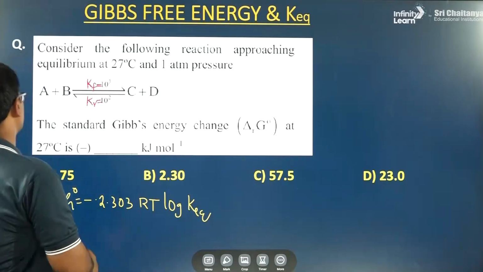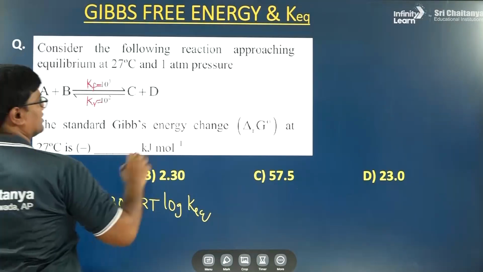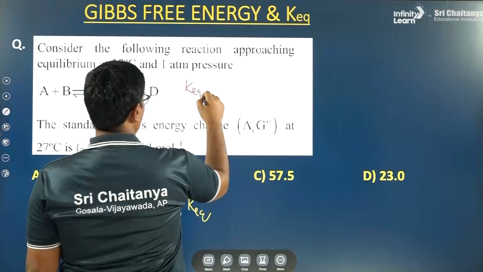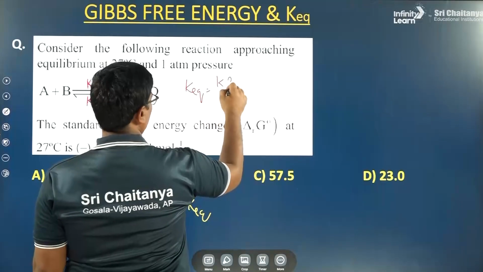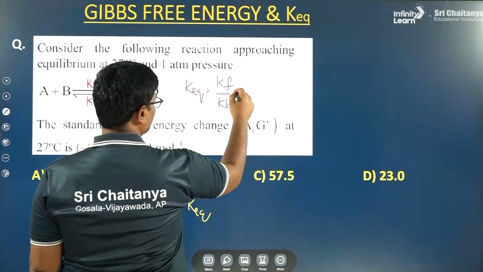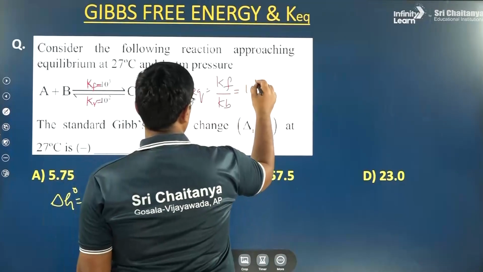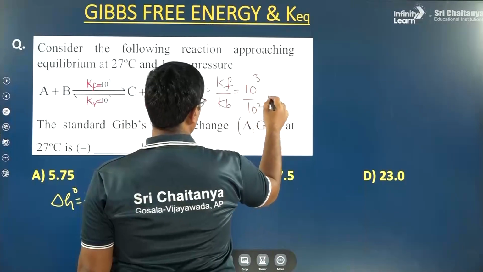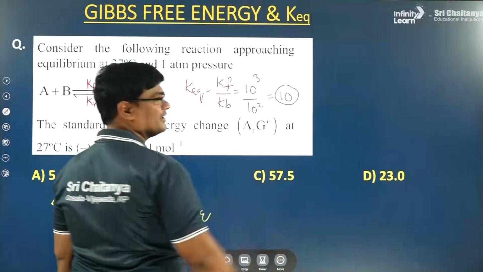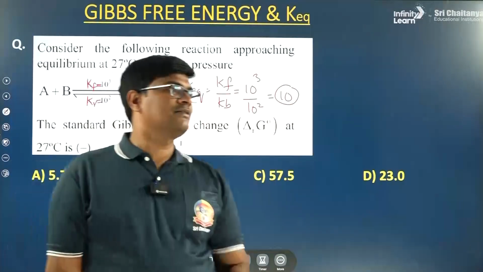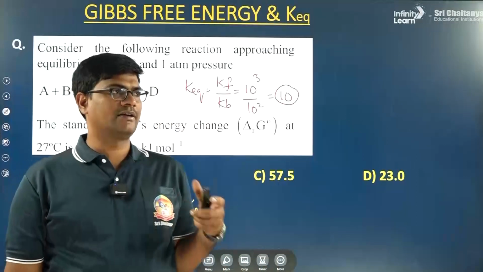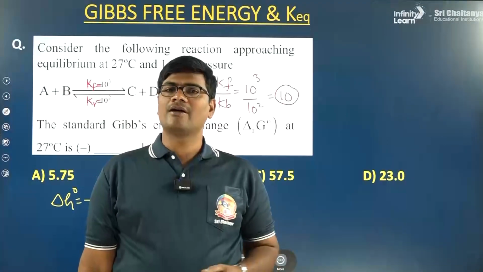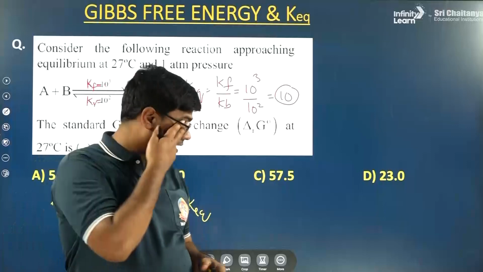Then what is the K equilibrium value? The K equilibrium value we can write as the forward rate constant Kf by the backward rate constant Kb. What is the forward rate constant? 10 cube, backward rate constant 10 square. Then what is the value? We are getting it as 10. So forward rate constant Kf 10 cube divided by backward rate constant 10 square. Therefore the value is 10.